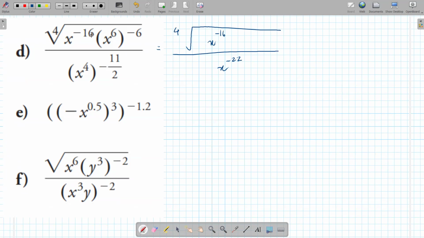Can't do anything with that just yet. This becomes x to the -36, right? Like that. So now we have fourth root of x to the -52 over x to the -22. What's the fourth root of x -52? Can we simplify that?